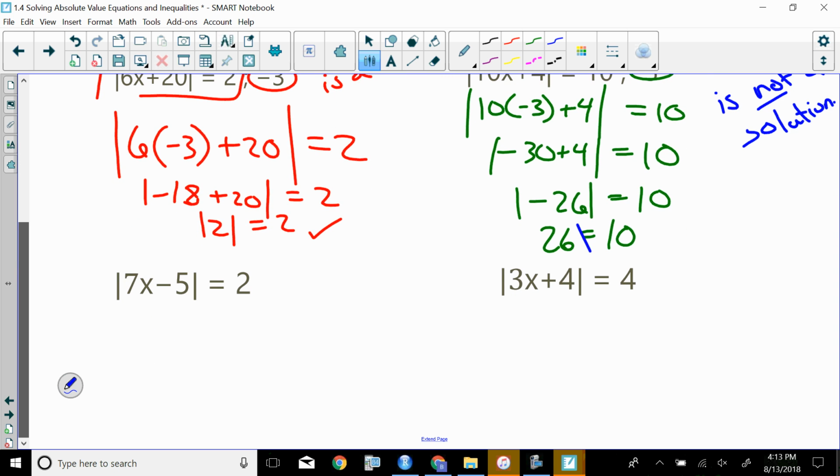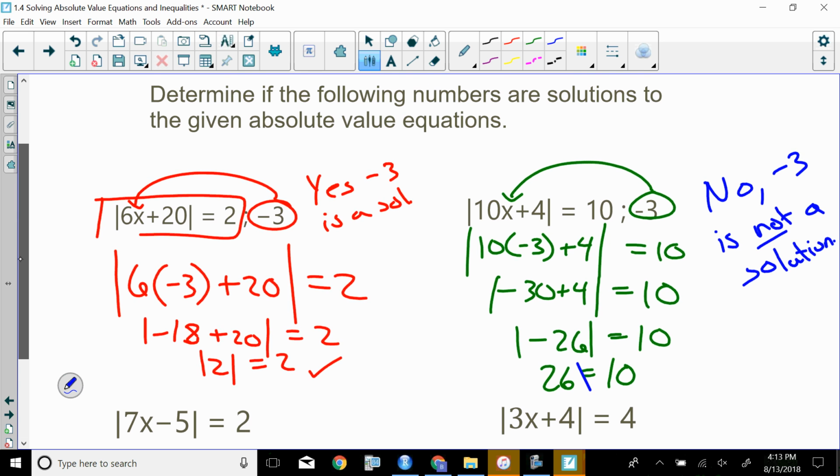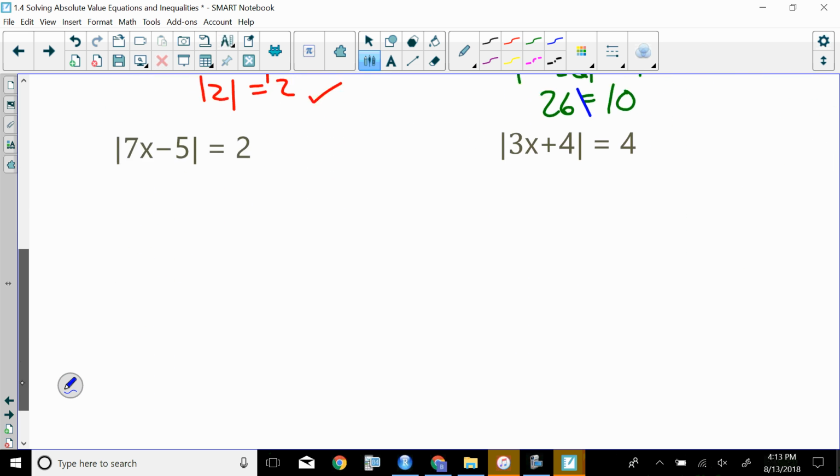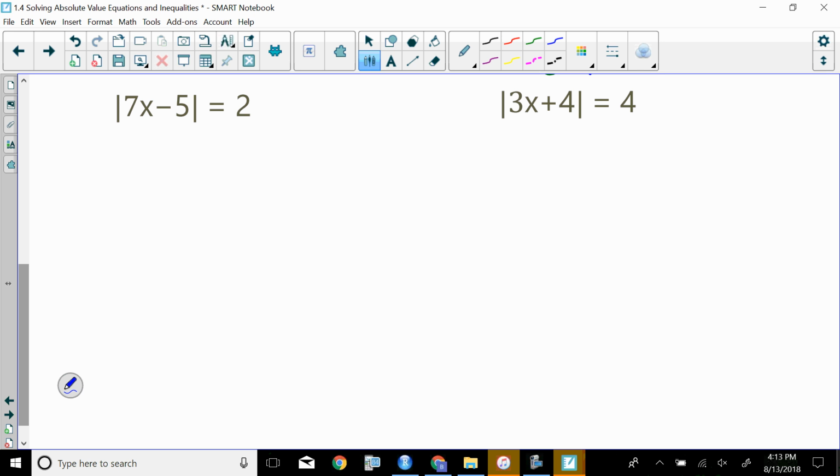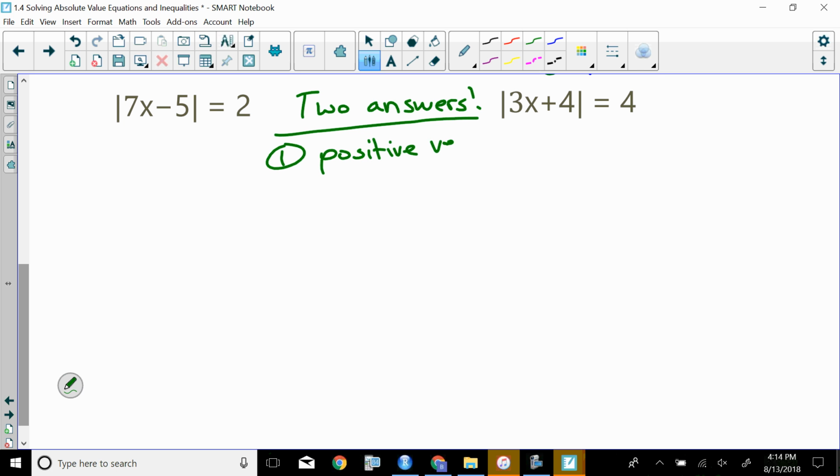Great time to pause the video, write these two down, and we're going to see if we can solve them. All right, now that I gave you enough time to write down the questions, we are going to try to solve them. I know that there are always two answers. Thus, there has to be one positive version, not necessarily a positive answer, just a positive version, and then a negative version. Let me show you what I mean.